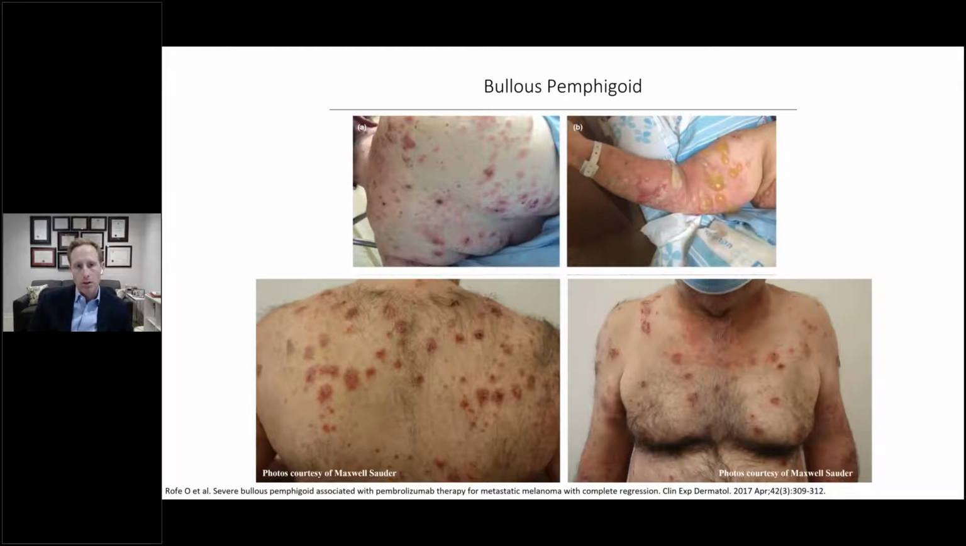Bullous pemphigoid is always one that's in the back of my mind. I do tend to see this more so with patients on immunotherapy for other malignancies beyond melanoma, so things like non-melanoma skin cancer, non-small cell lung cancer. And whenever I see a patient presenting with pruritus out of control or out of proportion to what I'm seeing on their skin, I always have at the back of my mind bullous pemphigoid.